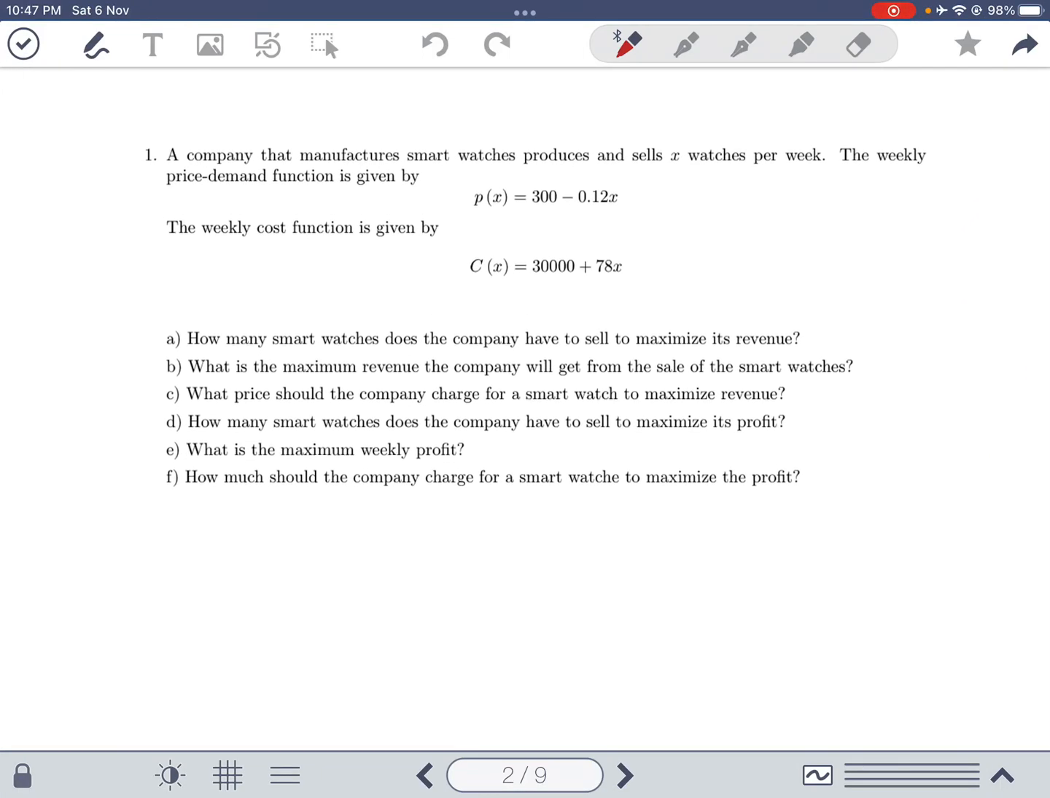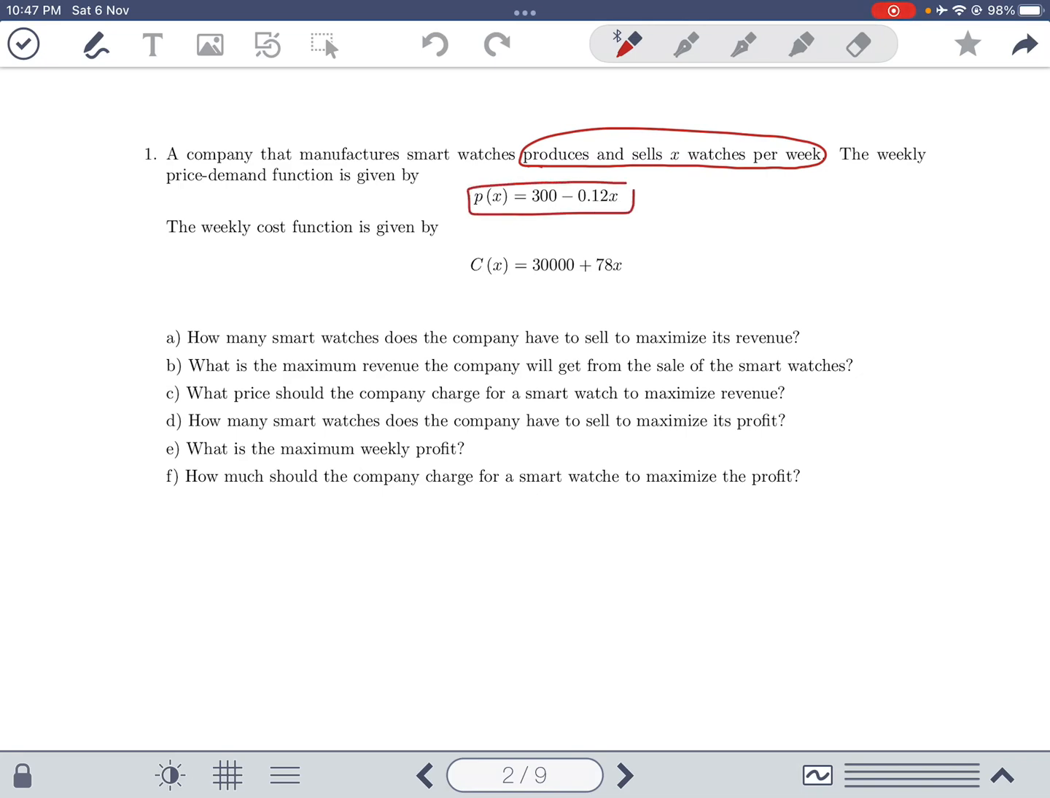Okay, in this question, we are given that a company that manufactures smartwatches produces and sells x watches per week. The weekly price demand function is given here. And so immediately, from this you can get the weekly revenue function.